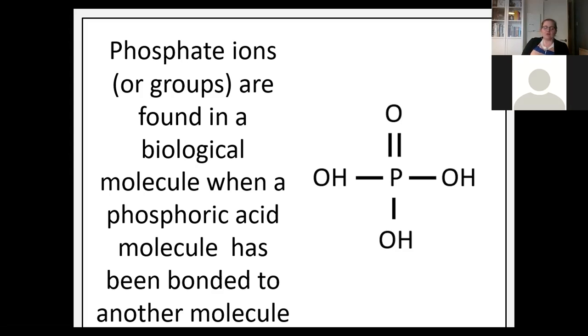Inorganic ions are obviously charged atoms. So phosphate ions are found in a biological molecule when a phosphoric acid molecule has been bonded to another molecule. And actually, ions in living organisms, we have lots of them and we gain them through nutrition. And they're found in the cytoplasm and body fluids, and they're used to maintain optimum levels of each ion. So some ions we find in our body in really huge, high concentrations, and that's fine, while others would be toxic if they were increased to those values.